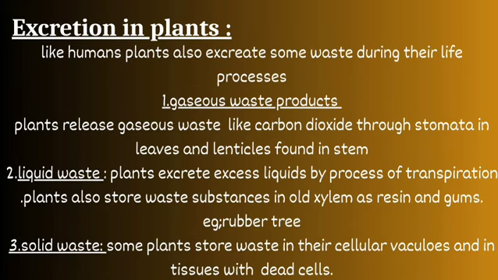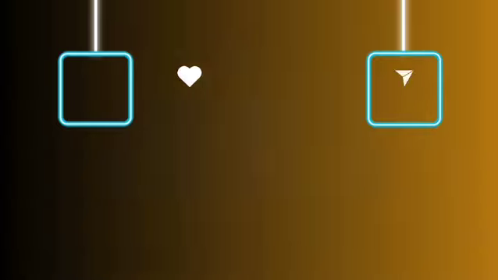Plants also store waste substances in old xylem as resin and gums. Example: rubber tree. 3. Solid waste. Some plants store waste in their cellular vacuoles and in tissues with dead cells.